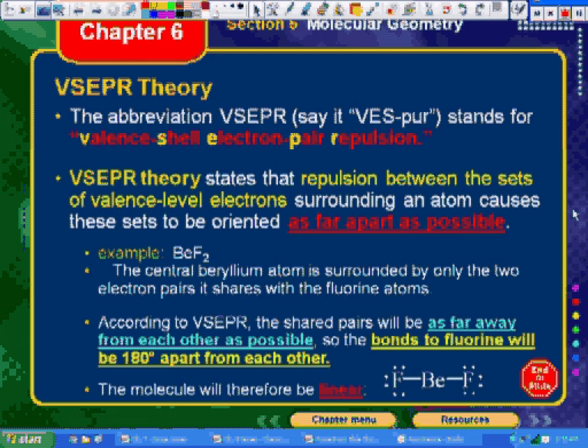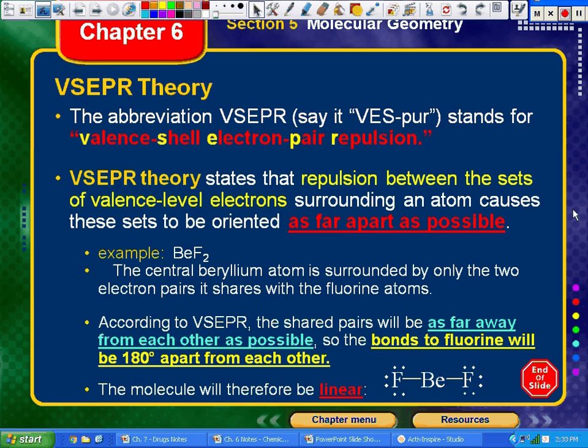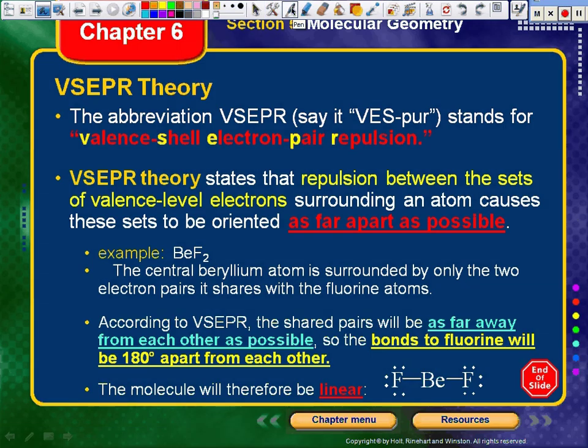Right, so I'm going to go ahead and tell you. Number one, this is a test question right here. What in the world does VSEPR mean? Valence shell electron pair repulsion. Okay, that is a test question. What in the world is VSEPR?